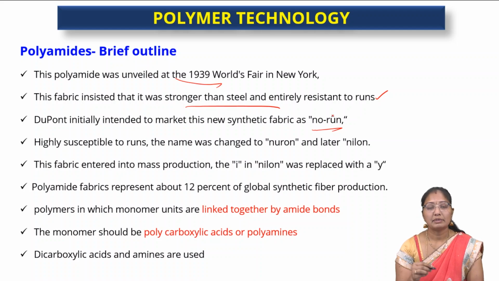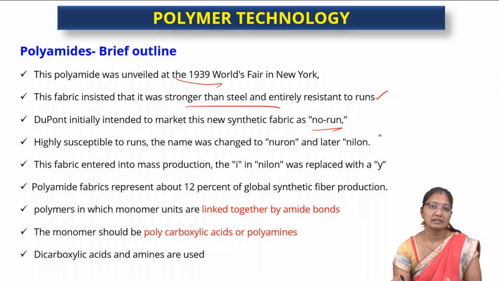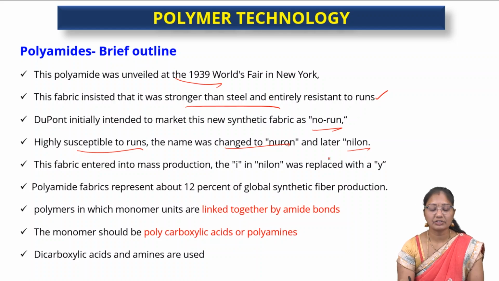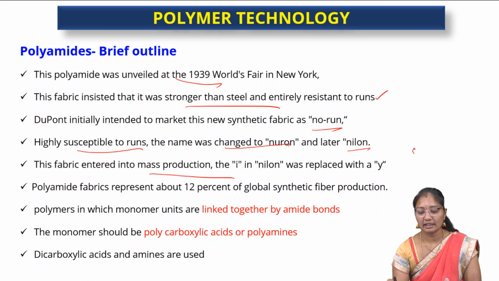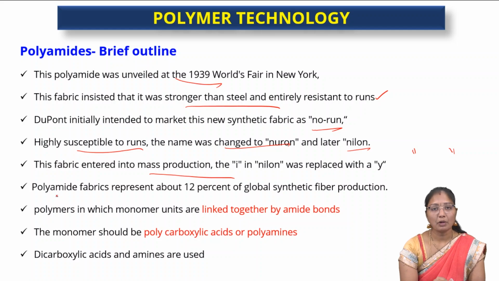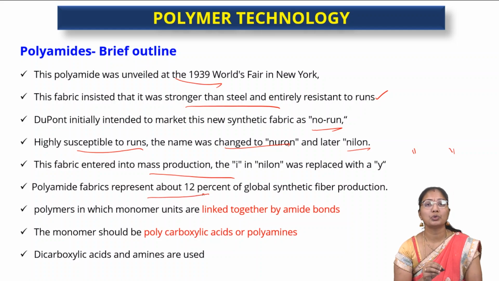Later, after the completion of all the trials in the industry, it was found to be highly susceptible to runs, and the name changed to "nuron", as it was new and was giving more runs. Later it changed to nylon, as long chains are formed. The fabric entered mass production, the letter I was replaced with Y, and finally the name nylon came into existence. Polyamide fabrics represent about 12% of synthetic fiber production.